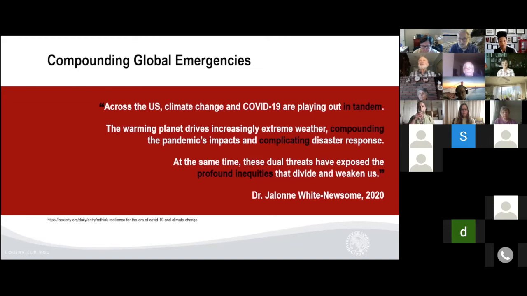And in a post about this time last year, she shared that across the US, climate change and COVID-19 are playing out in tandem. The warming planet drives increasingly extreme weather, compounding the pandemic's impacts and complicating disaster response. At the same time, these dual threats have exposed the profound inequities that divide and weaken us. And that continues to reign true today.